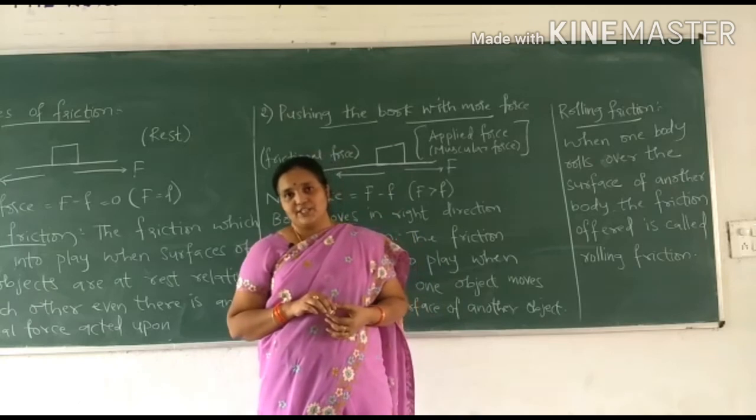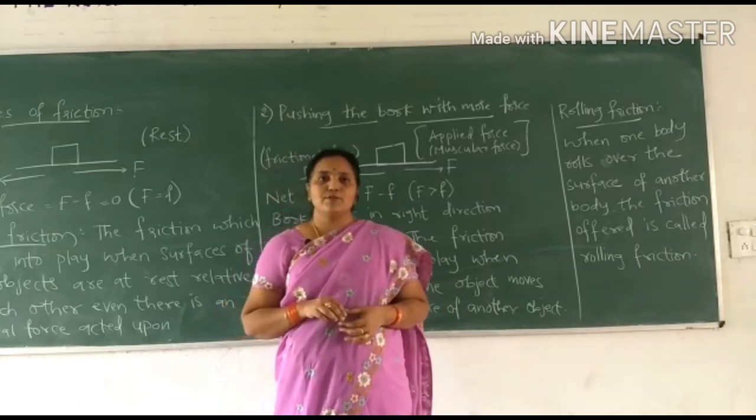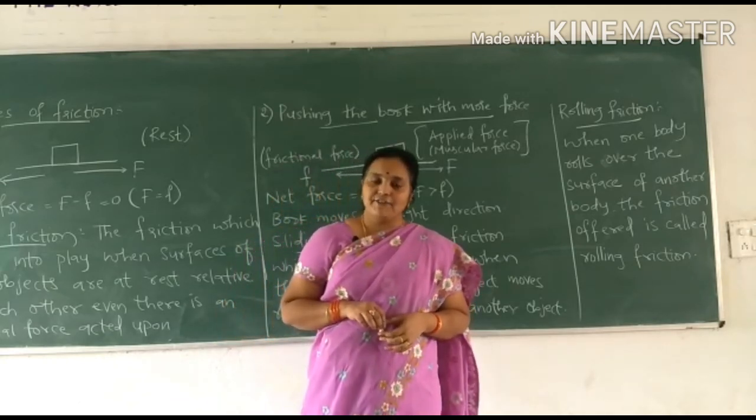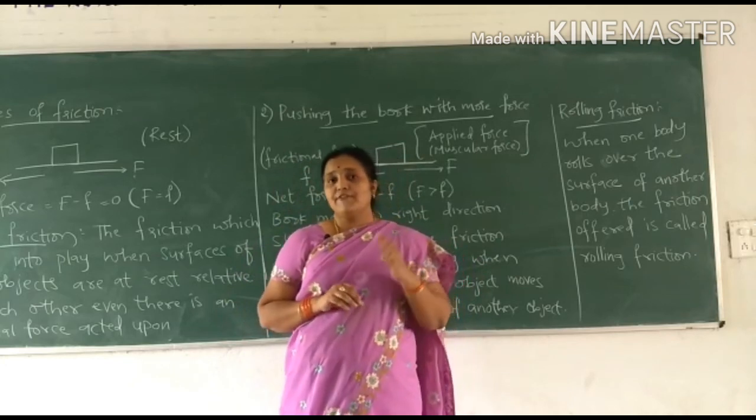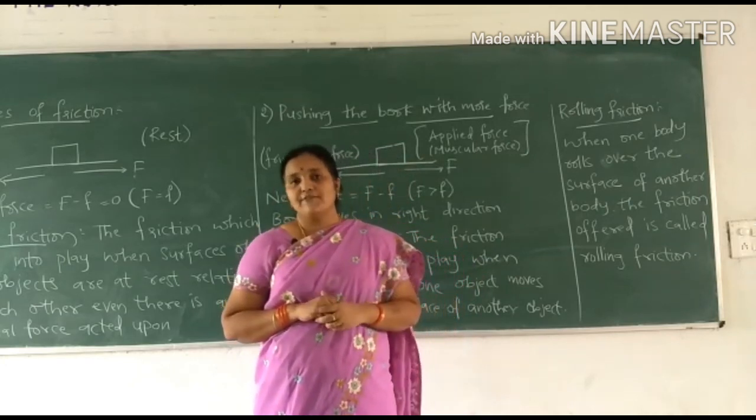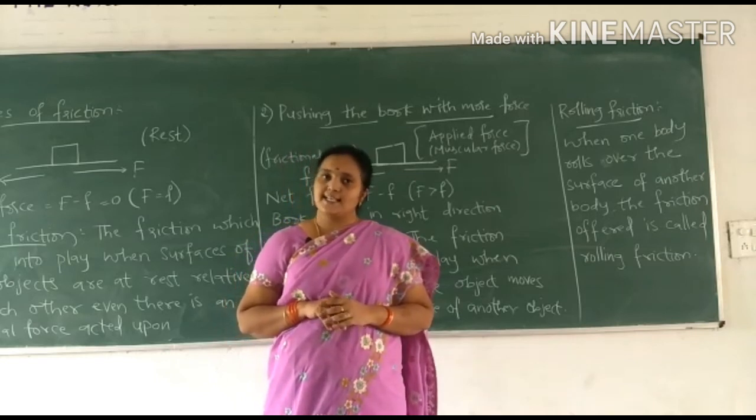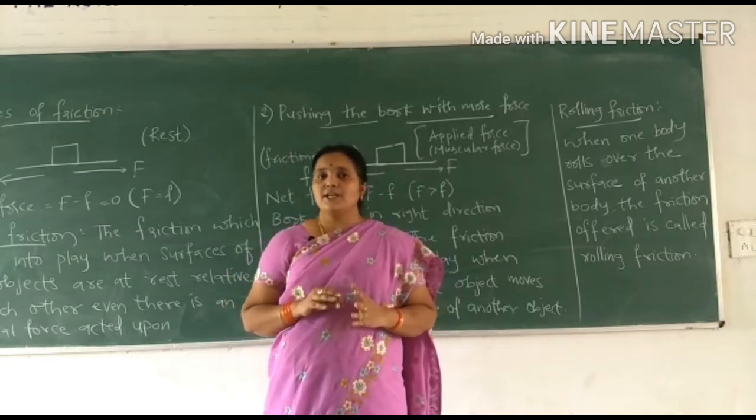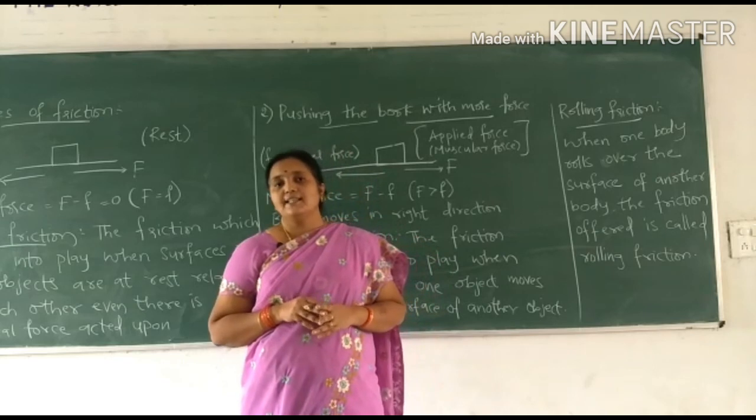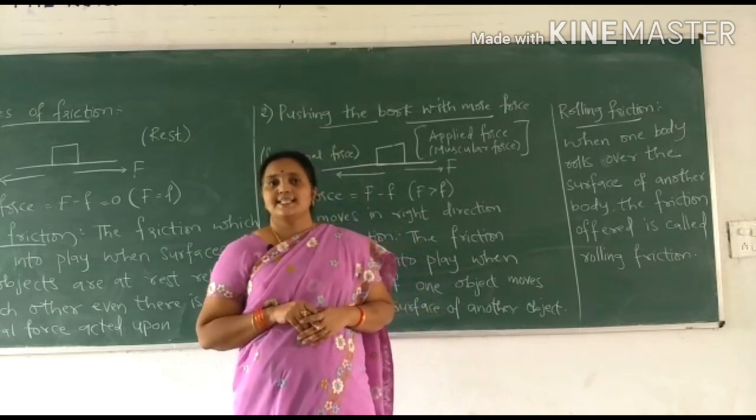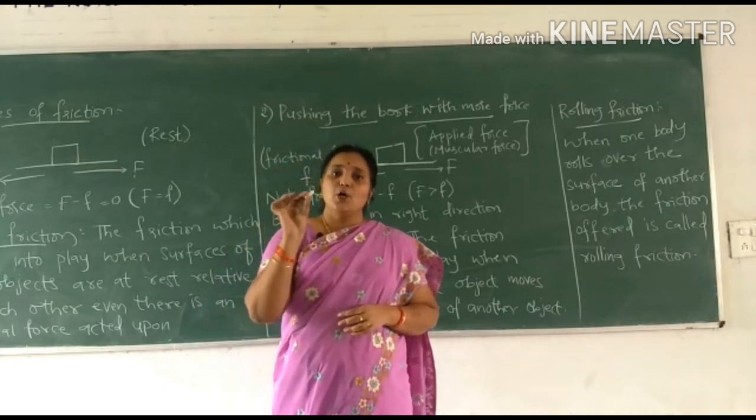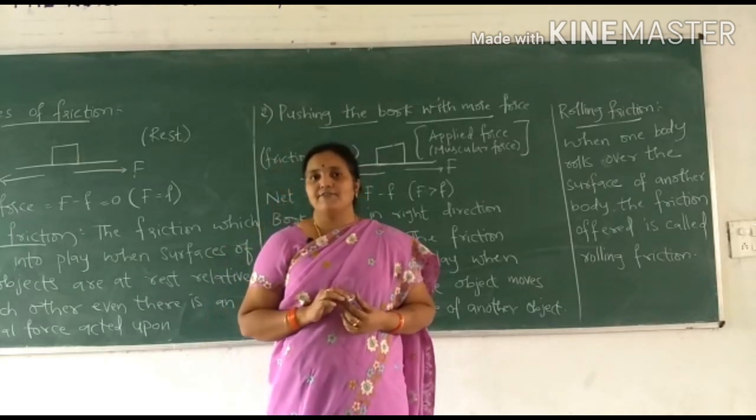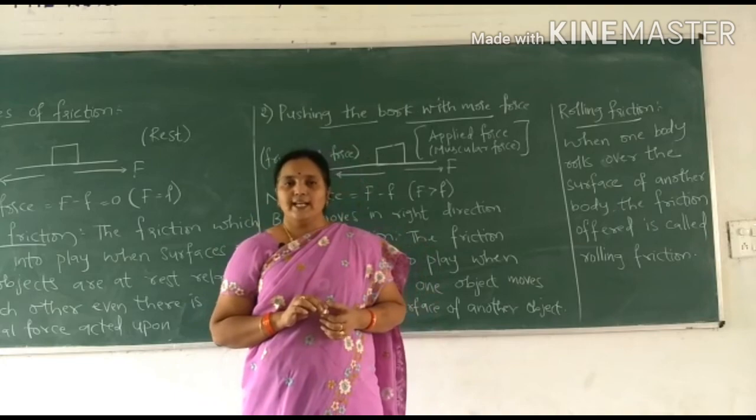So in this way, frictional forces are of three types: static friction, sliding friction and rolling friction. The friction between the two surfaces which are at rest is static friction. The friction between the surface and the moving object is sliding friction, and the friction between the rolling object and the surface is called rolling friction.